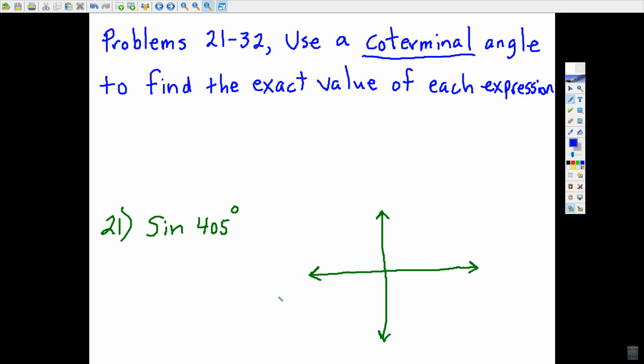Use a coterminal angle to find the exact value of each expression. Well, we haven't studied very much sine 405 degrees. In fact, we haven't studied it at all. However, we have studied sine 45 degrees. So let's use this idea of a coterminal angle. Let me show you what 405 degrees looks like. That's 360 plus what? 45. Okay, so this is a rough sketch of 405 degrees. Well, that's coterminal with 45 degrees.